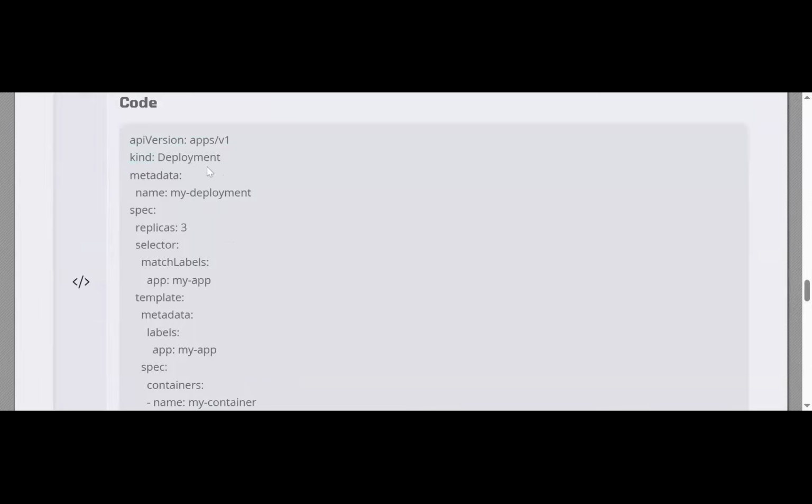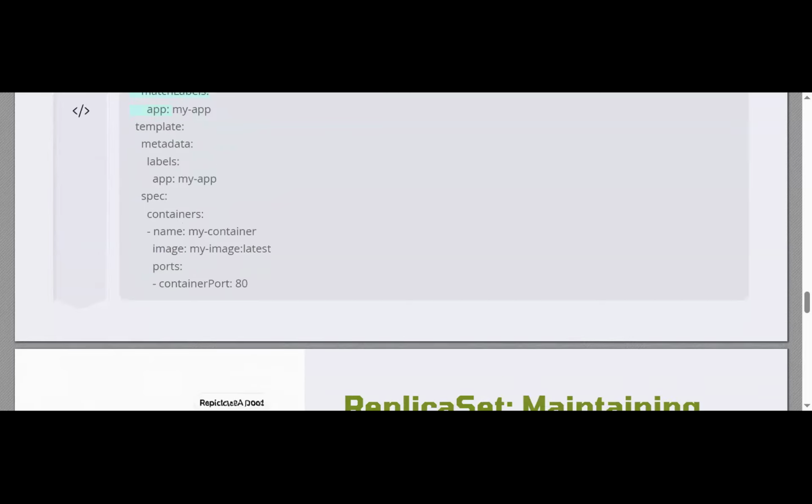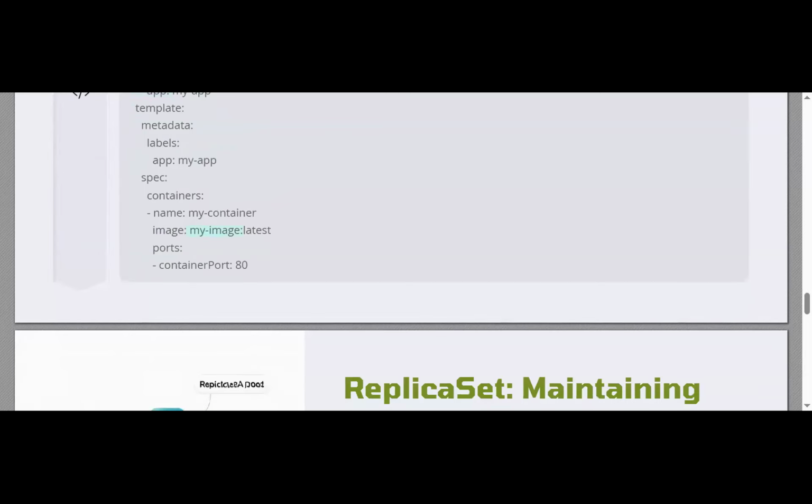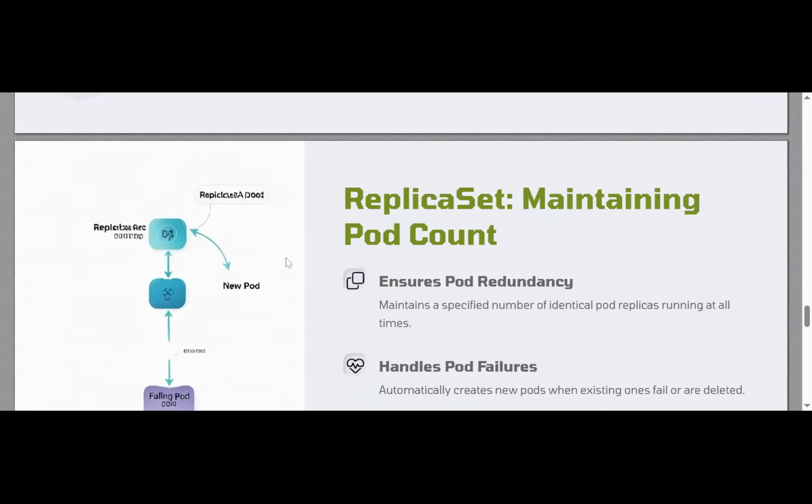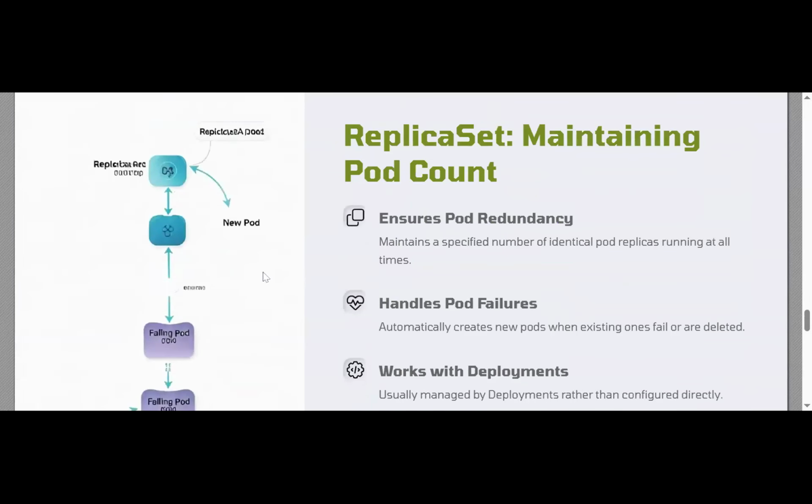Metadata, there we mentioned the service. Here we are mentioning what kind it is: Deployment. In metadata we are naming it my-deployment. Replicas 3, matchLabels app is my-app. Template metadata, same thing. What image are we going to use? We are going to use my-image:latest, like previously we created the hello demo, a hello docker. Same thing.